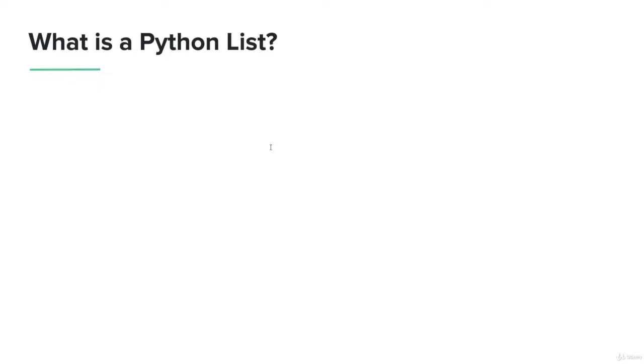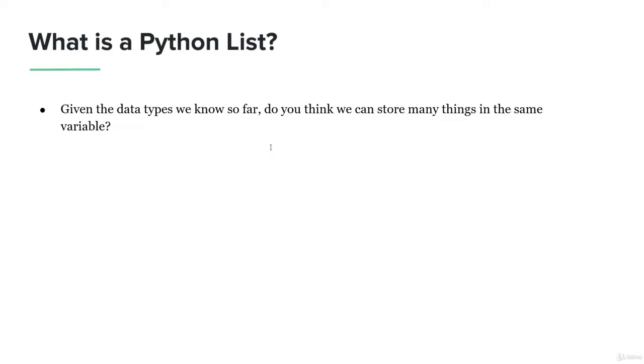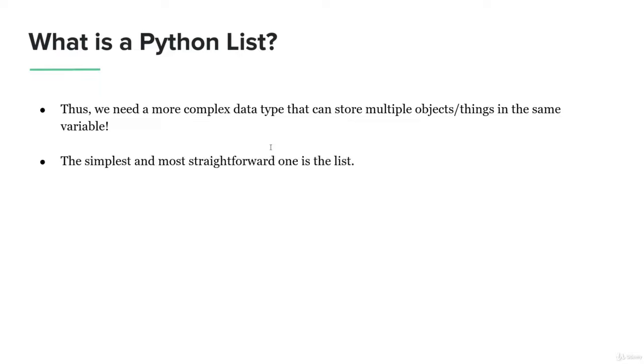So, what is exactly a Python list? Given the data types we know so far, do you think we can store many things in the same variables? So can we store two numbers in the same variable? Can we store a number and a string in the same variable? The answer is of course no. With our current knowledge, we cannot do so, right? So we need a more complex data type that can store multiple objects or things in the same variable. And the simplest and most straightforward one is basically the Python list.